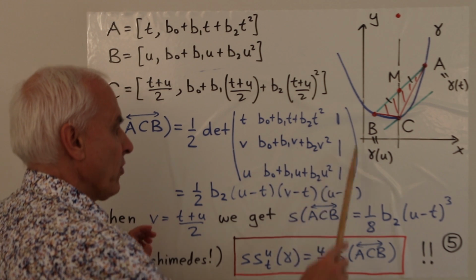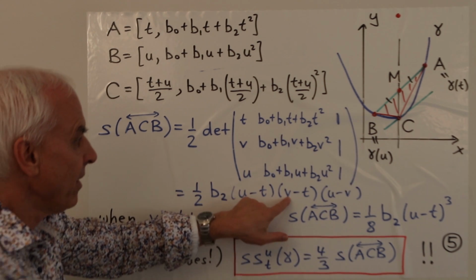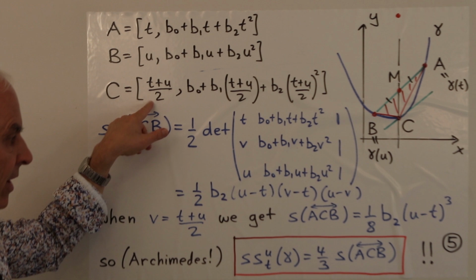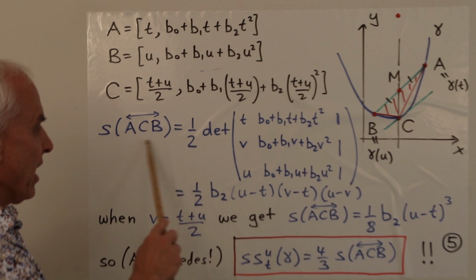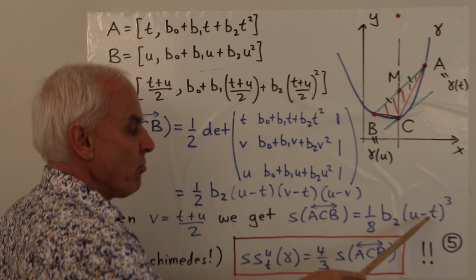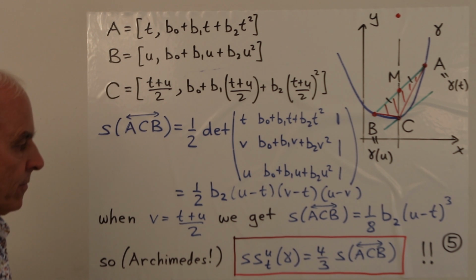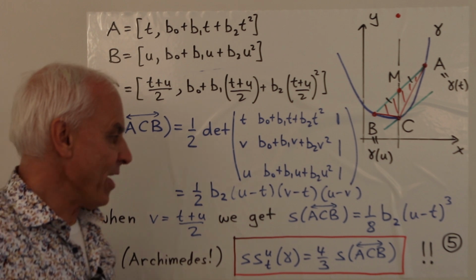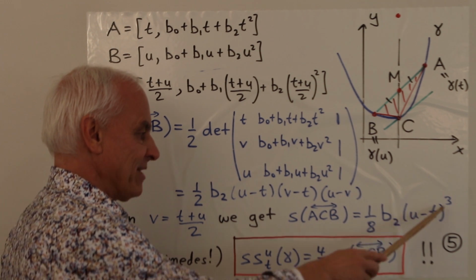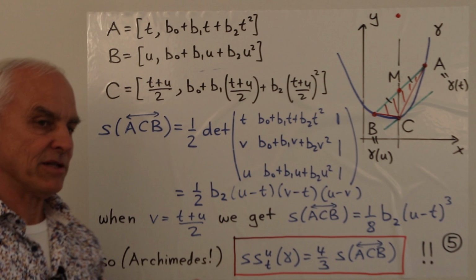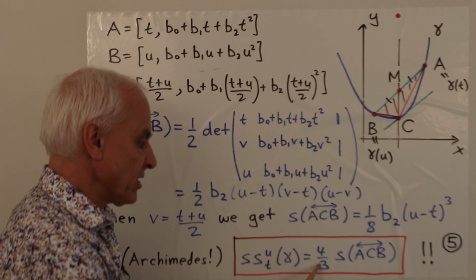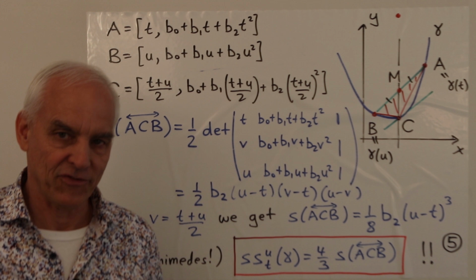And then when we take this general equation and replace v with the actual relevant value for point C, which is t plus u over 2, then this simplifies and we get that the signed area of ACB, this one right here, is 1/8 b2 times u minus t cubed. Well, the previous one, the signed slice area, was 1/6 b2 times u minus t cubed. So we can immediately deduce Archimedes' parabolic area formula, which is that the signed slice area is 4/3 the signed area of the inscribed triangle ACB.